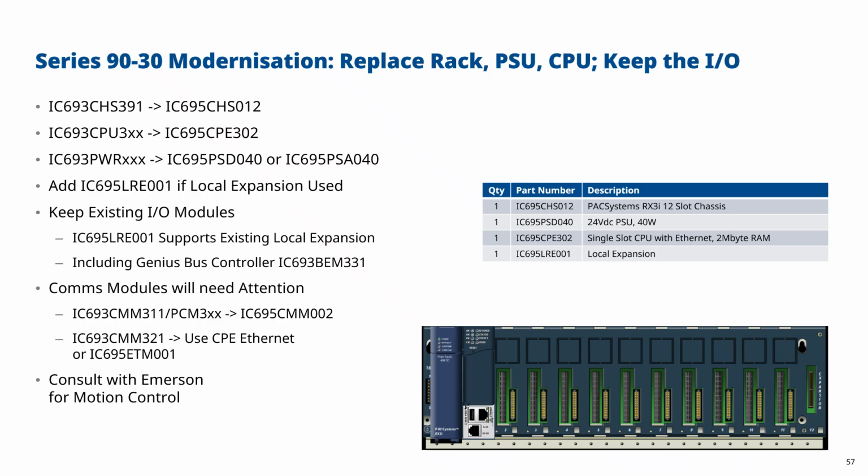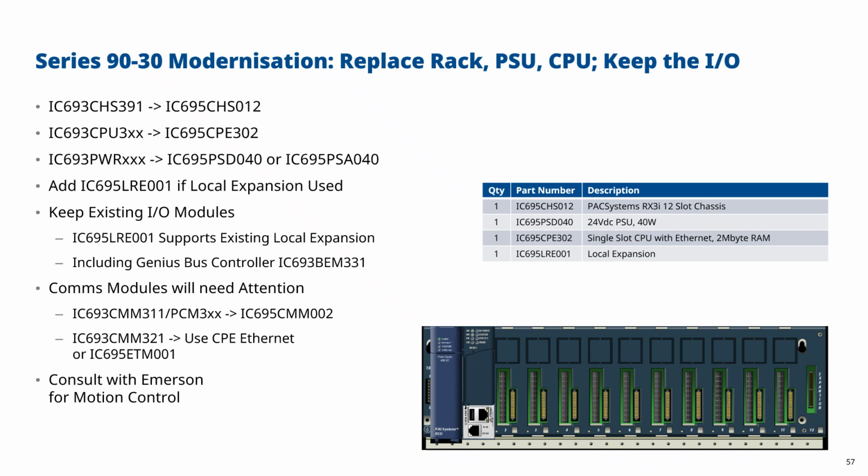Now there was an Ethernet module with the Series 9030. Sometimes it was embedded in the CPU, in which case no problem, because the CPE302 has Ethernet. Some people installed an additional CMM321, and again for that one, you've either got the CPU Ethernet, in which case you don't need to use that module at all, or if you wanted a separate dedicated Ethernet module, you could add in an IC695 ETM001.